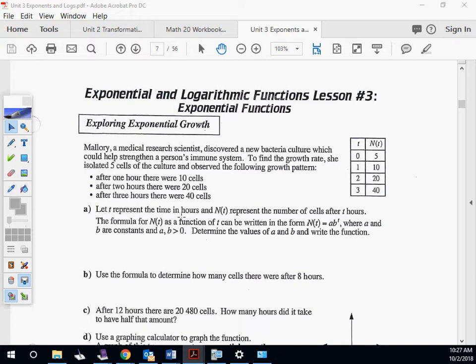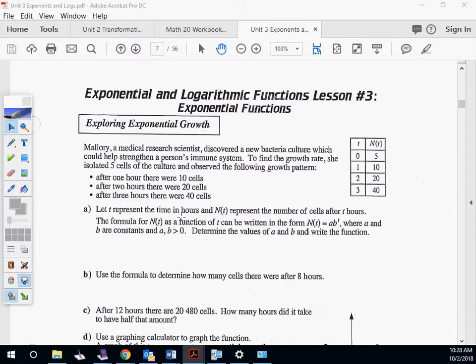So Unit 3, Lesson 3, exponential functions. We're going to talk about exploring exponential functions, how they grow, things to look for, things to notice, look at some graphs, just the full exponential functions entirety of themselves, what we think they're doing or what we notice they're doing, etc. Okay, so let's go through the first thing here.